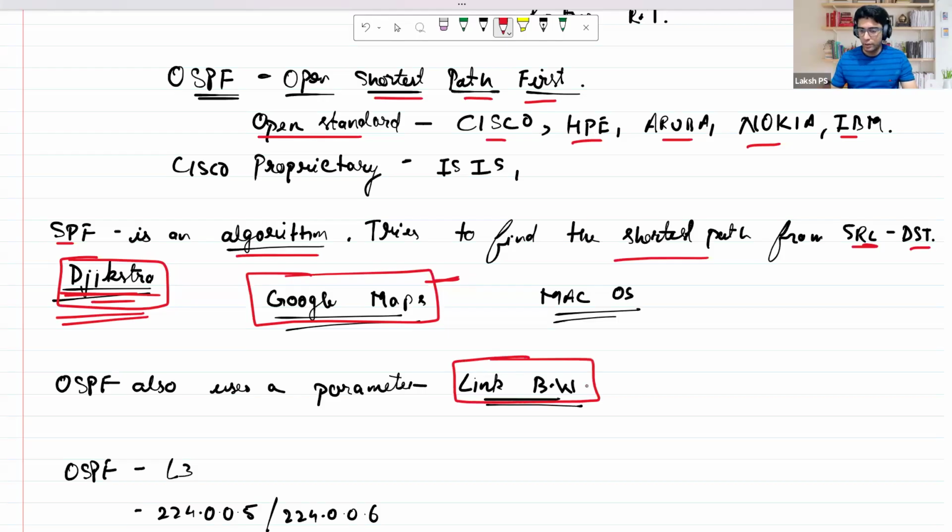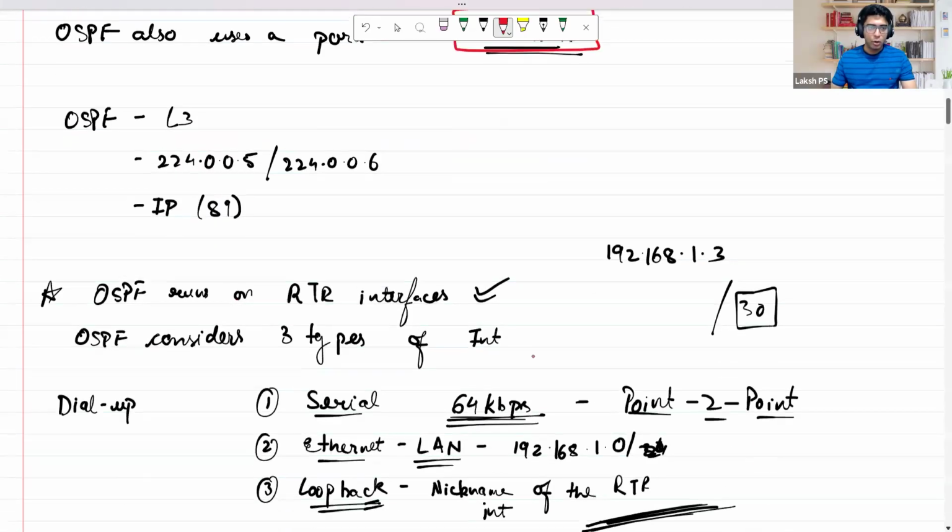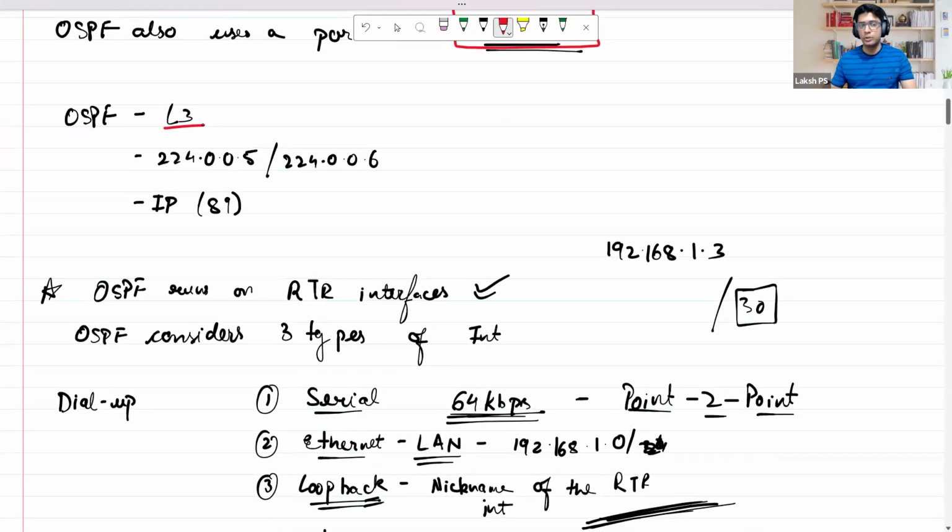Then, OSPF is a layer 3 protocol. It uses multicast addresses 224.0.0.5 and 224.0.0.6. It runs on IP protocol number 89. Then we started a discussion that OSPF runs on router interfaces. And yesterday I said, please remember this particular statement.